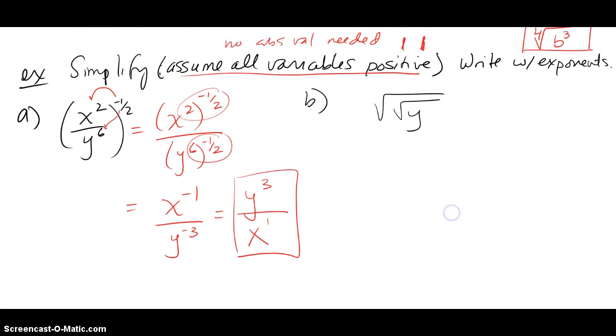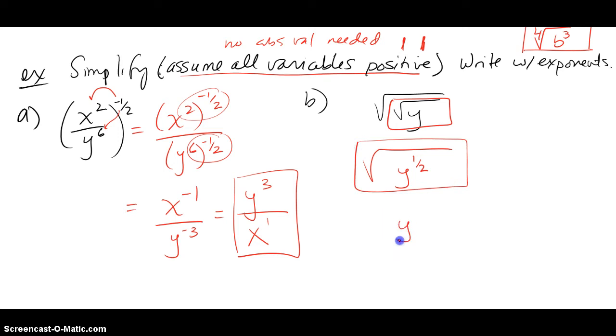Part B, I'm going to work inside out. I'm going to deal with this guy first and say, well, that's just y to the 1/2 because I'm dealing with a square root problem. Now I'm going to focus on this because I have the inside raised to this other radical. So let's make that a different color.